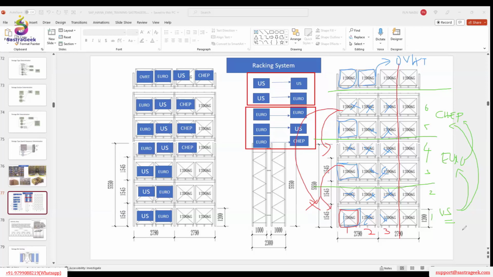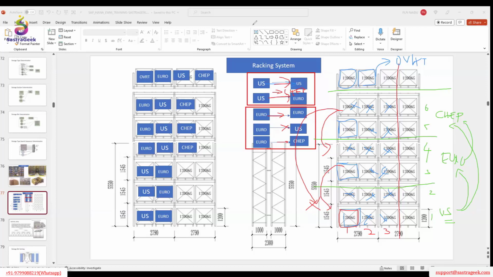But as I said, it is always a 1-to-1 relation. US should go to the US one first. US can be allowed in the Euro area because US is smaller, so Euro can be allowed if no bins are available in the US area. Same thing, I can even add CHEP also, in case CHEP is also allowed for US pallets. Same thing, a Euro pallet is allowed in Euro, but a Euro pallet cannot be allowed in US. So this is the logic we have done.